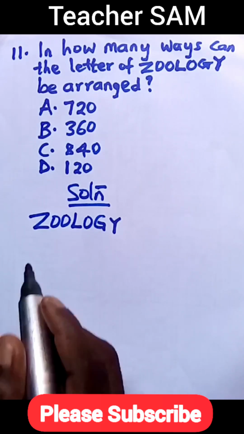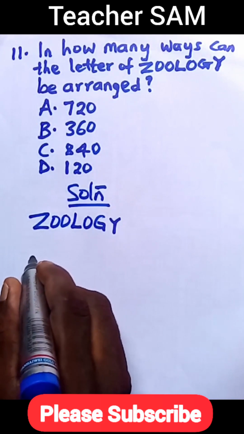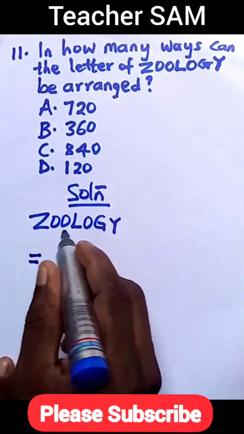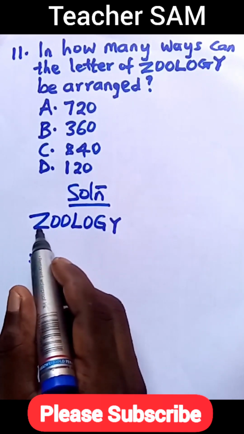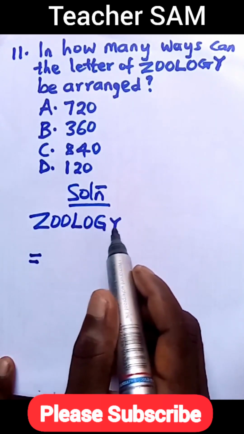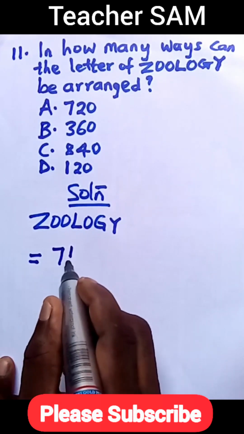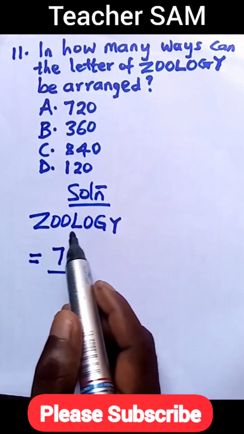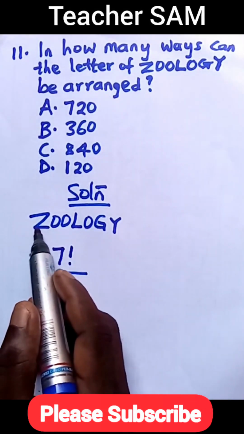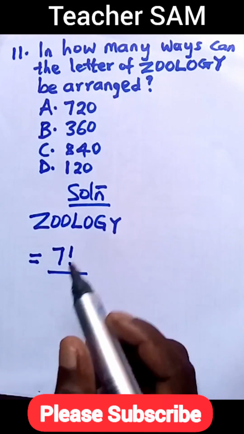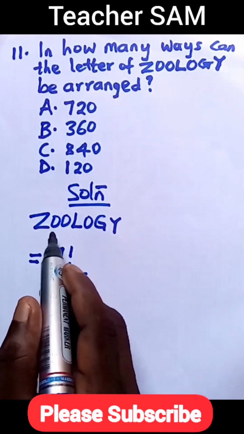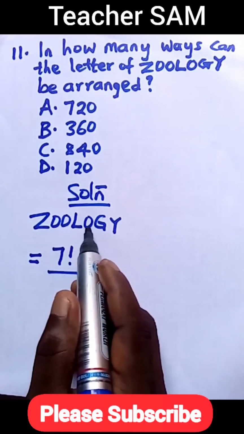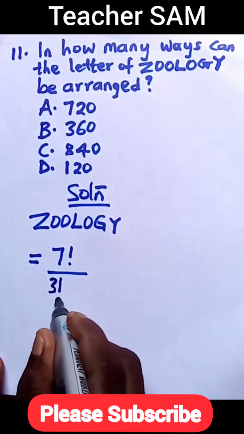The arrangement will be equal to the letters of zoology. Let's count the letters: 1, 2, 3, 4, 5, 6, 7. That will be 7 factorial, all over. Now we take the factorial of each of the letters. Z, only one Z we have there, that will be 1 factorial. Now O, let's count how many O we have: 1, 2, 3. That will be 3 factorial.